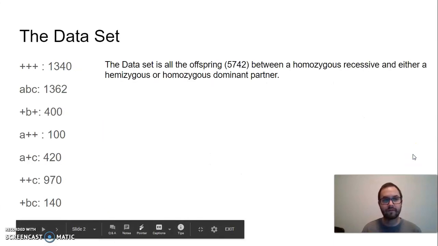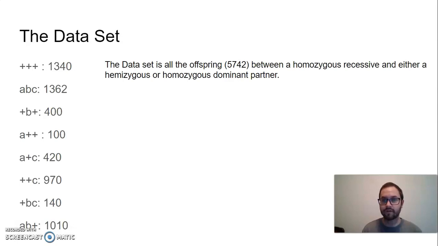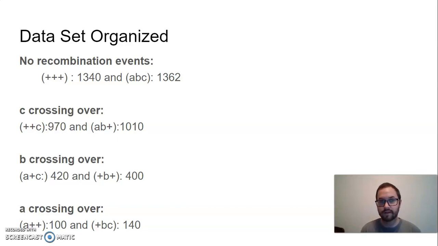So the data set we were given is all the offspring, totaling 5,742, between a homozygous recessive and either a hemizygous or homozygous dominant partner. When organizing this data set, we get four distinct events. The first is no recombination events, which has the offspring either being plus plus plus or ABC, and this is the most common and yields the most offspring of this phenotype.